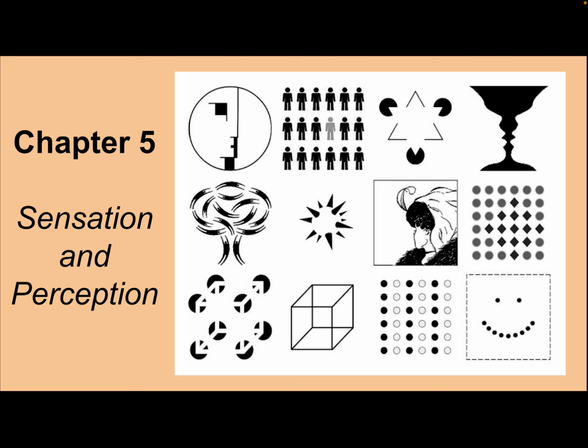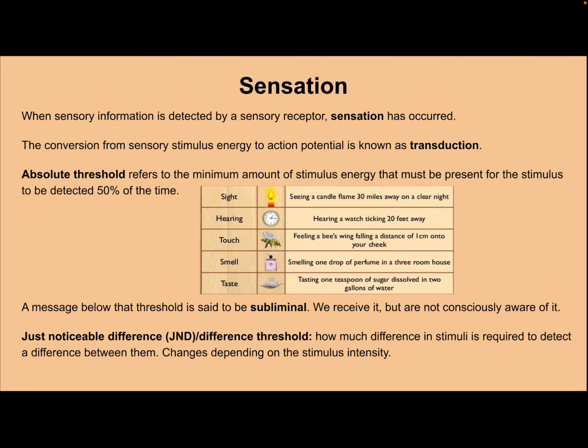Today we're learning about sensation and perception, chapter 5. First, let's start with learning a little bit about what sensation means and what perception means, and then we'll look at the difference. Sensation is when sensory information is detected by a sensory receptor.